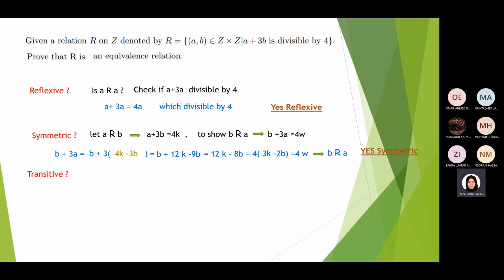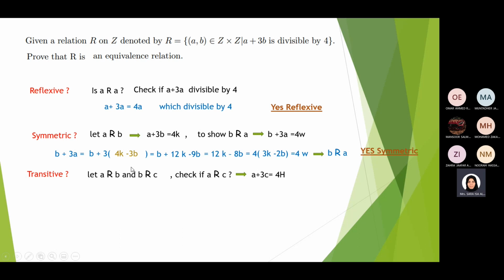Is it transitive? Always write what it means in front of you. What does transitive mean? It means if A R B and B R C, I can conclude A R C. So I am saying let A R B and B R C. This is true. I have to show that A R C. What does A R C mean? I have to show that A plus 3C is divisible by 4. This is my goal.